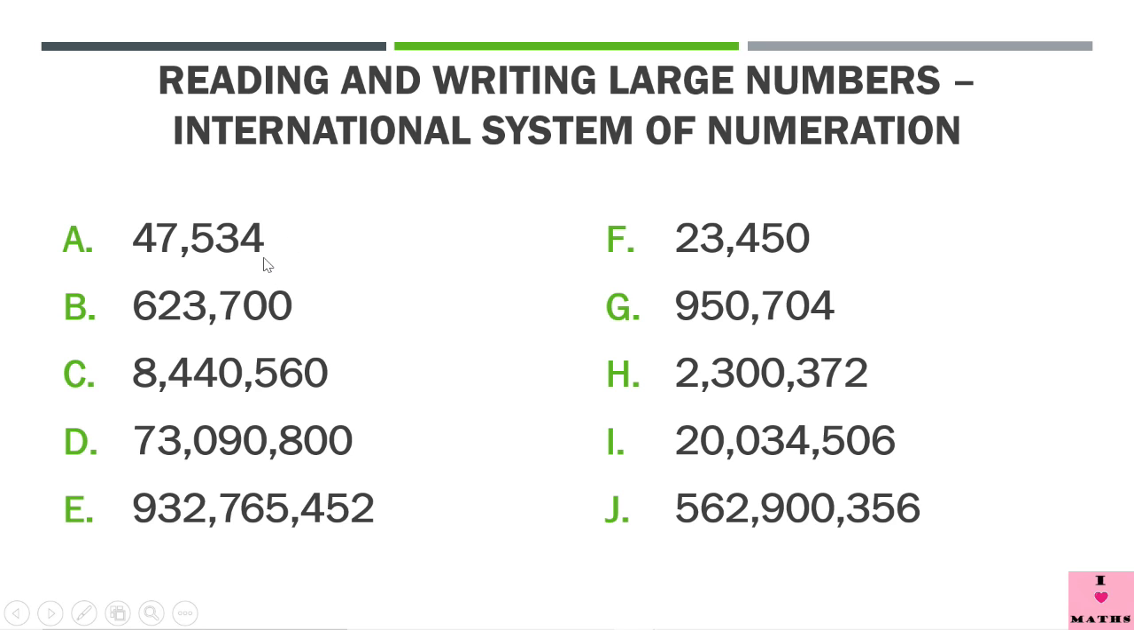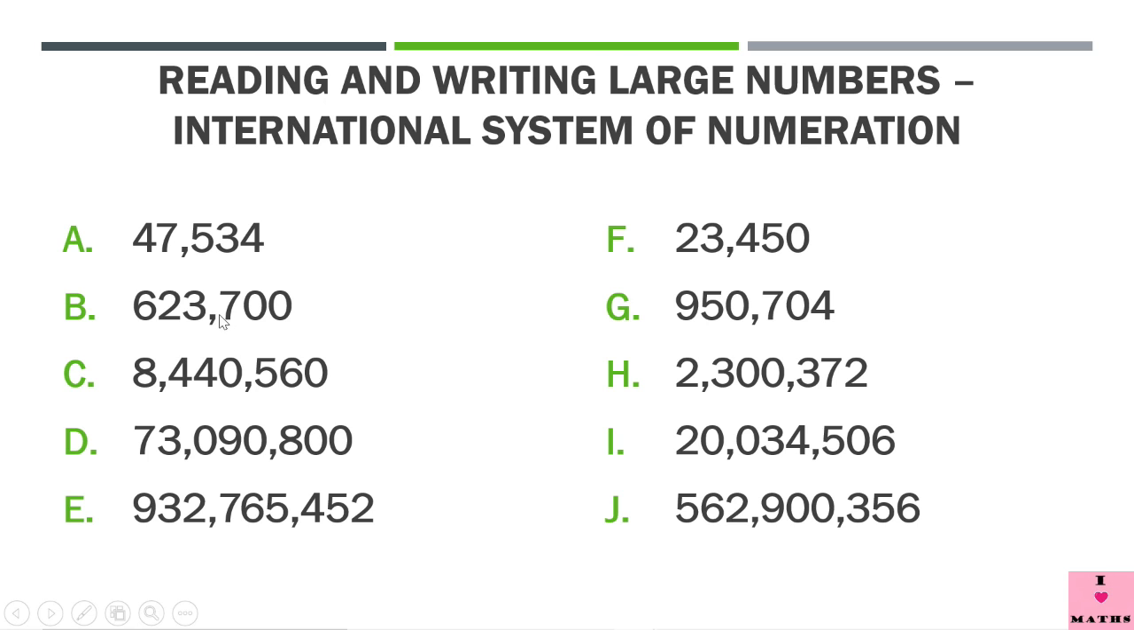Let us start reading the numbers. As you can see, the number A as well as the number F are similar in Indian as well as international systems. They are the same. Okay, let's read this. 47,534, 23,450. So these two numbers are read exactly in the same manner, whether it is the Indian system or the international system. Okay, let's go to B.